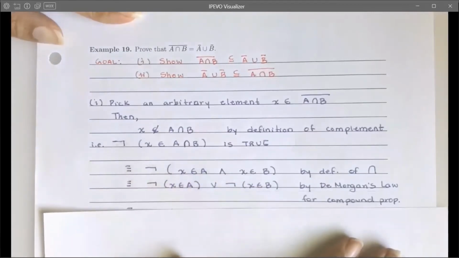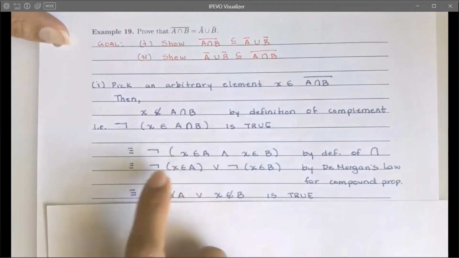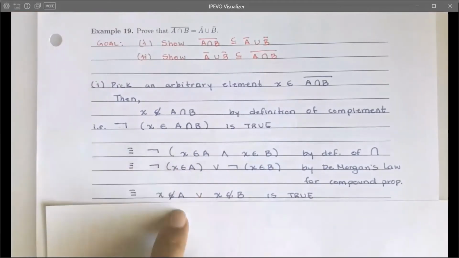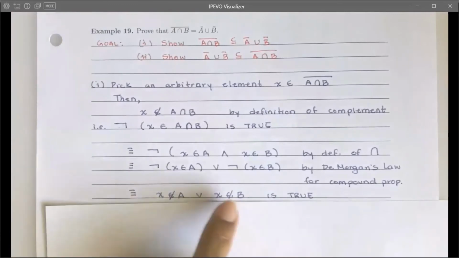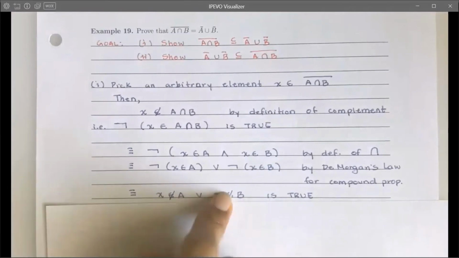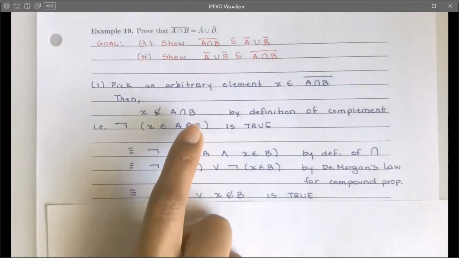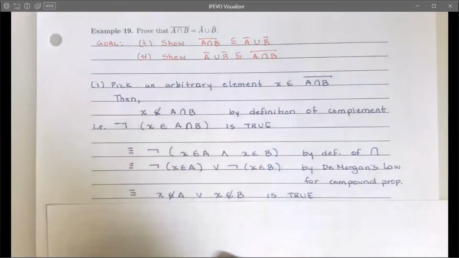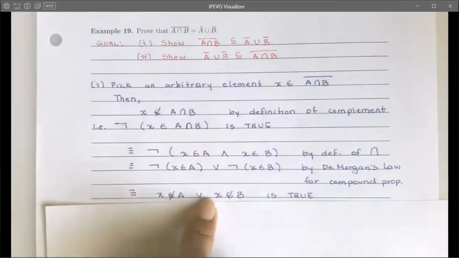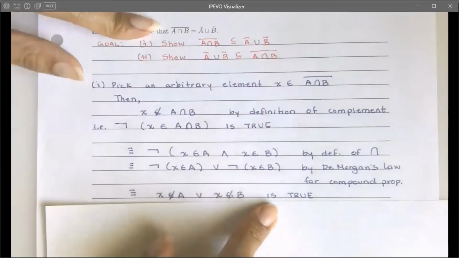Now, what that means is that x is not in A, right? Negation of the statement x is in A would be x is not in A, or x is not in B is true, because this expression was equivalent to this expression, and that expression was true. That means that x is not in A or x is not in B is also a true statement.